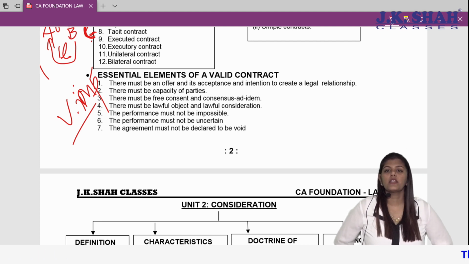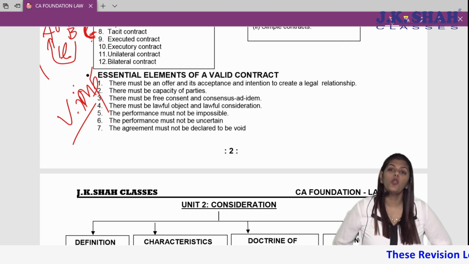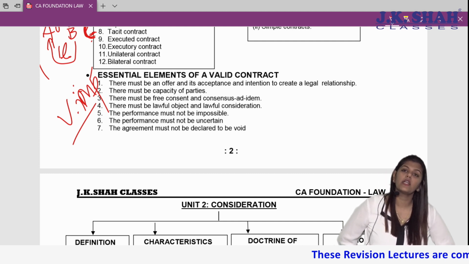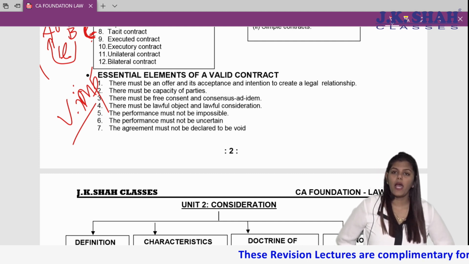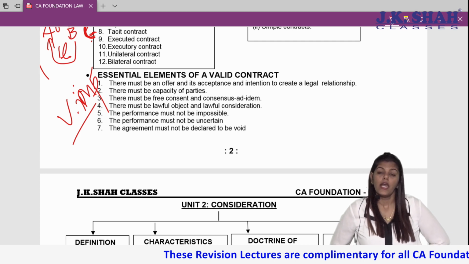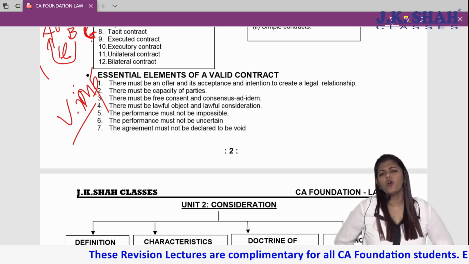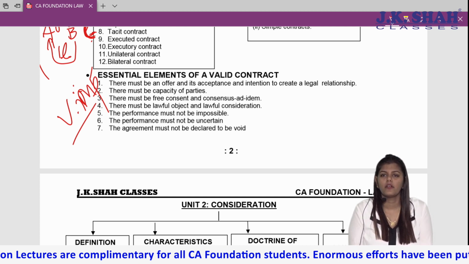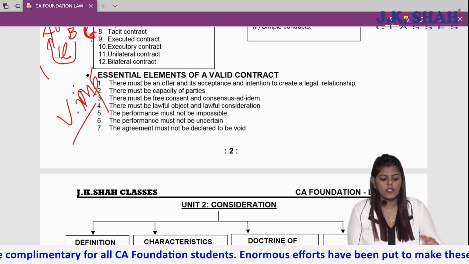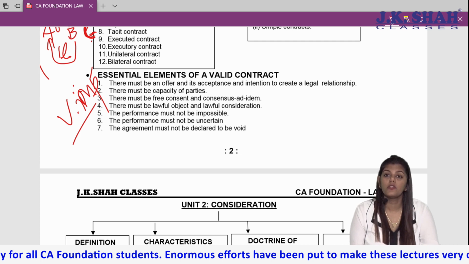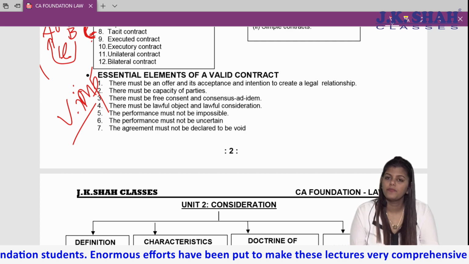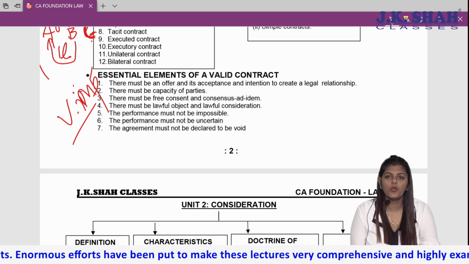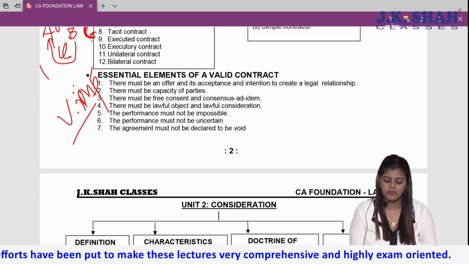There are some contracts which law has already declared void. Restraint of marriage, restraint of trade: otherwise all these contracts fulfill all essential elements, yet the law has declared them void. So what is all this? It will all come in your unit 3 essential elements. So with this, unit 1 comes to an end.